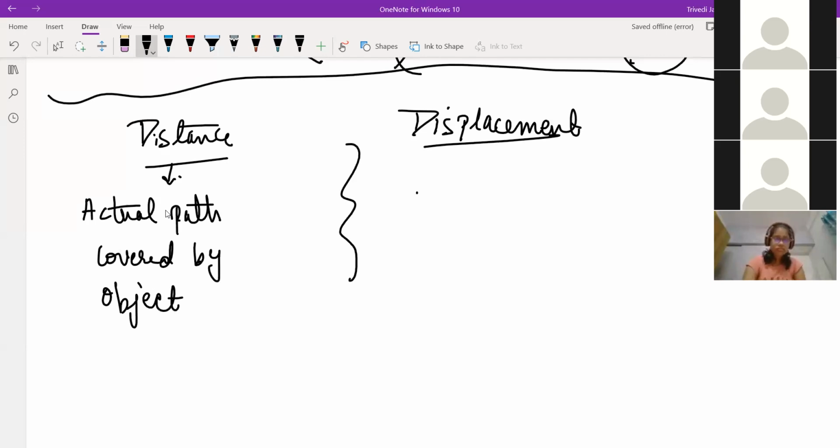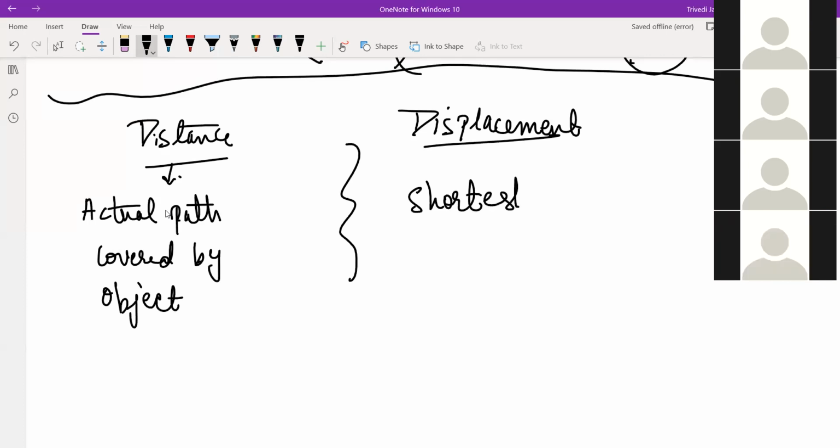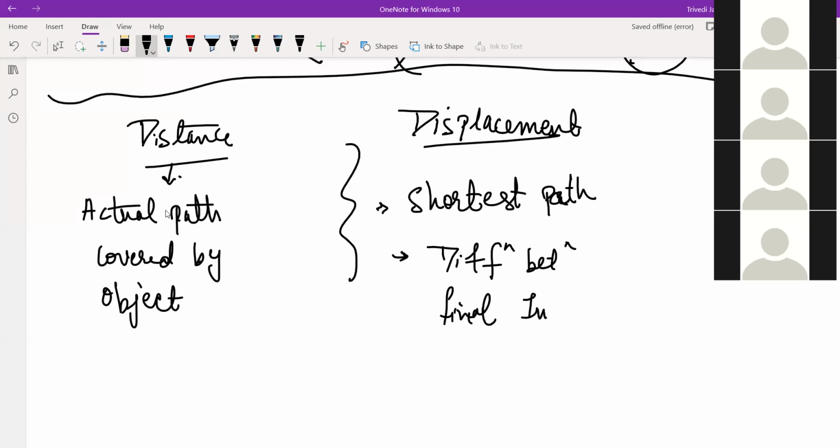And displacement is the shortest path. I think, sir, we actually write distance covered in science. Shortest path between the two endpoints is called displacement. Exactly. So we can say shortest path from the initial till the final point, or the difference between the final and initial point.